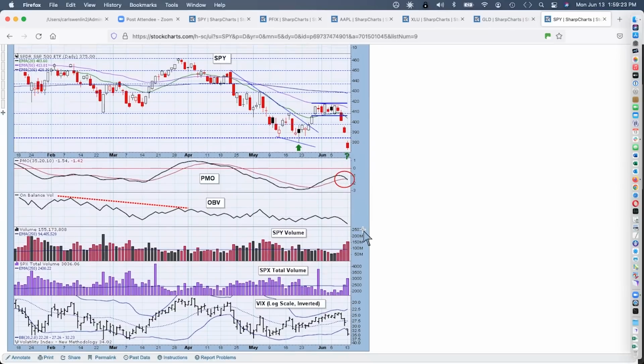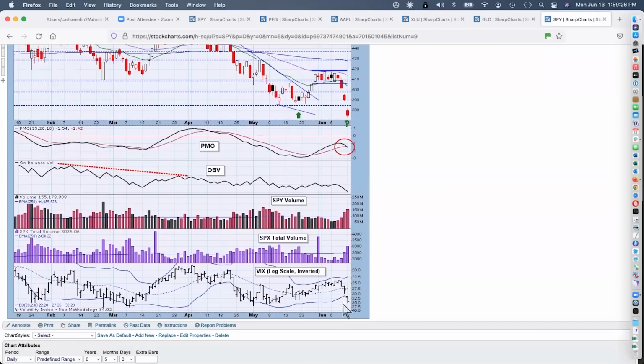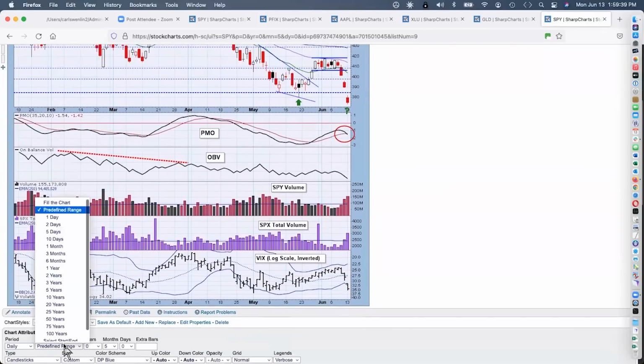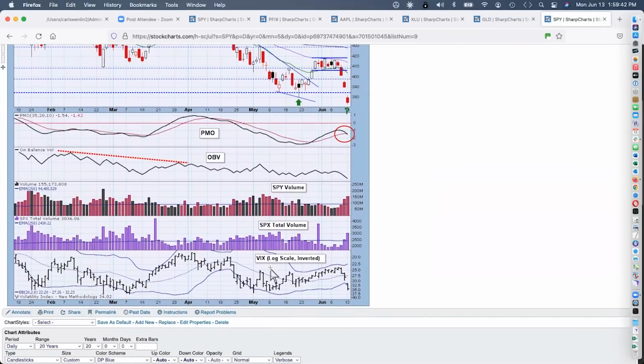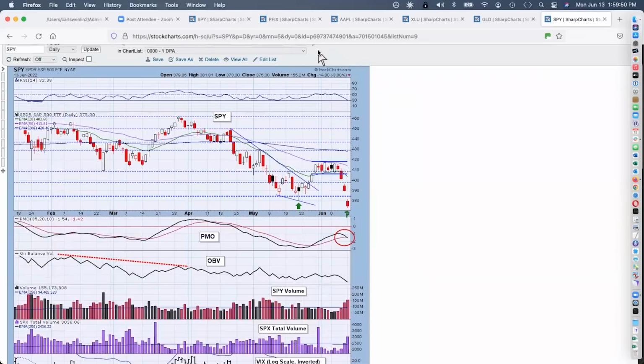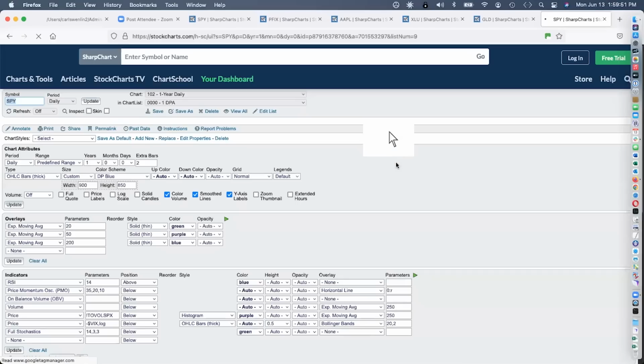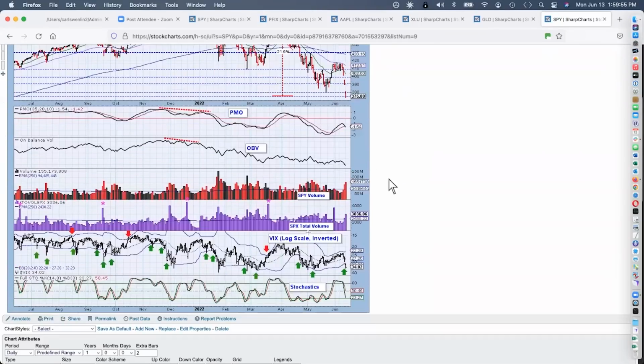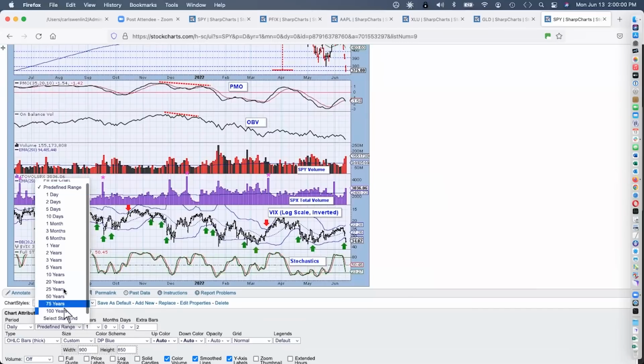However, let me show you, while we're looking right here, we're at the bottom of the chart for the VIX on our reverse scale, inverted scale picture here. But let's drag it out to 20 years and see. No, I don't want to do that. I want to do that on the next chart. There you go. Okay, so a little different picture here. 20 years.